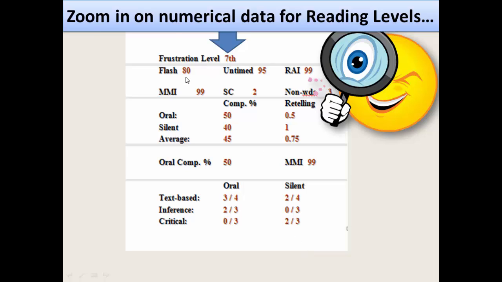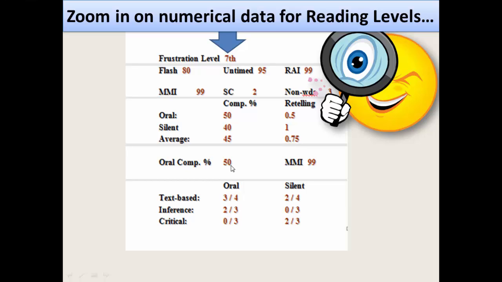So now when we go to the flash versus the MMI, we had an 80 versus a 95 and a 99 with a 99 MMI. Here is where we had our problem, oral, silent, and average. We have an average of 45 at the 7th grade level, clearly frustration. We had a retelling. Again, this is the one that stood out. So he has a higher average for retelling here.